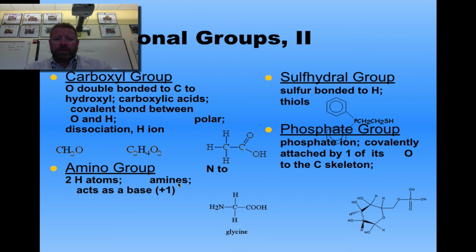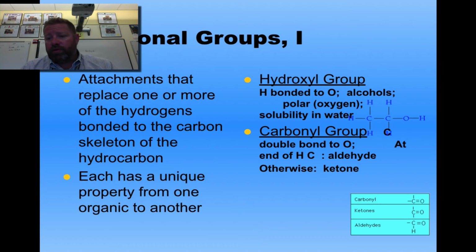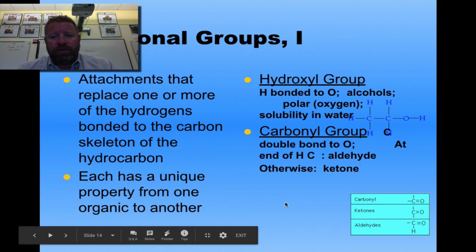As far as that goes, I think this is it for this video, but with the functional groups, you are going to have to memorize them. There's really no easy way around it. There are 6 total: I believe hydroxyl, carboxyl, amino, sulfhydryl, phosphate, and which one am I missing? And carbonyl.